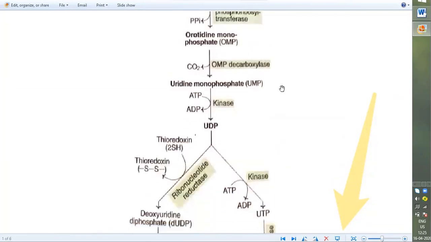This UMP step is an ATP-dependent reaction. ATP is involved here, and due to the presence of ATP the enzyme is a kinase. Now uridine monophosphate is converted into uridine diphosphate because one phosphate will be added to the uridine. Uridine already has one phosphate, and one more phosphate is given by ATP, so it is converted into UDP, uridine diphosphate.